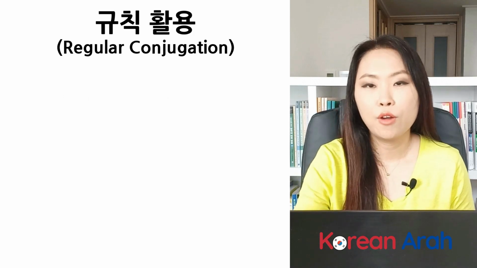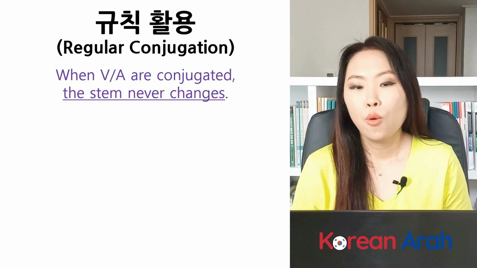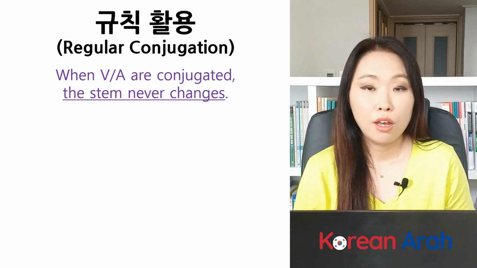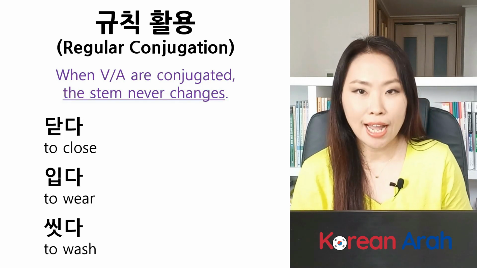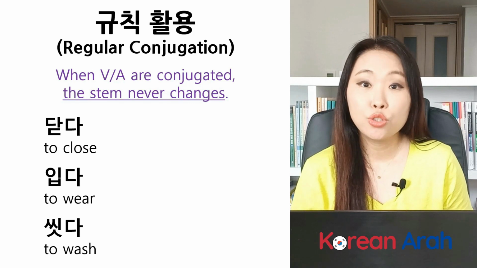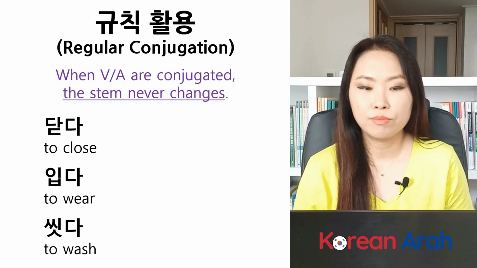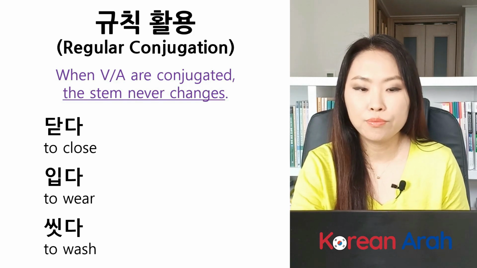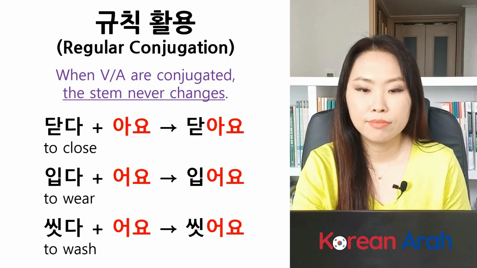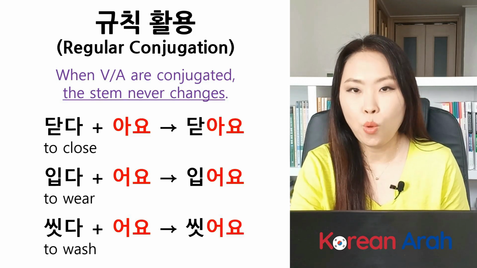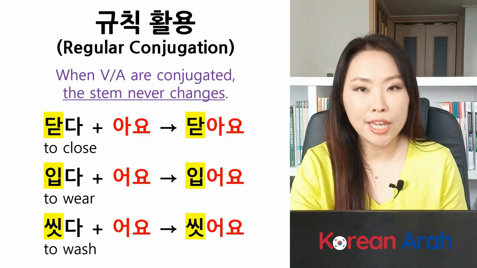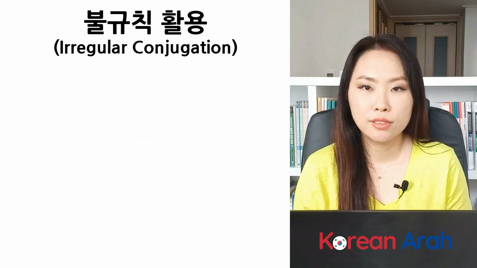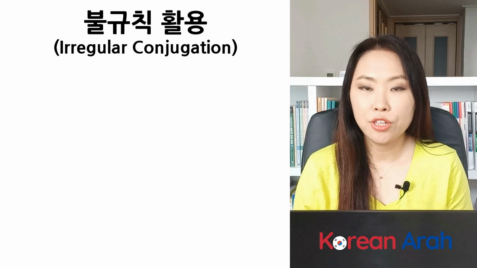Now, I'll show you more examples about regular and irregular conjugations. 규칙 활용. Regular conjugation. When the verb or adjectives are conjugated, the stem never changes. For example, 닫다, to close, 입다, to wear, 씻다, to wash. When they are conjugated with the present tense ending, which is 아요 or 어요, they become like this. 닫아요, 입어요, 씻어요. Before conjugation and after conjugation, the stem didn't change at all, like this.